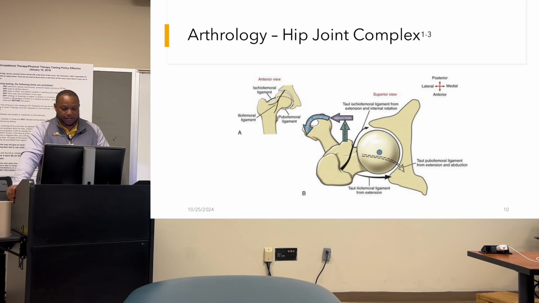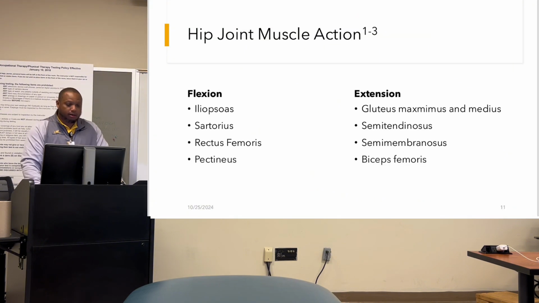This is a diagram or a visual on what's occurring with hip extension, with hip abduction, with hip external rotation. Just to give you a visual, this is a superior view of the hip joint. Now, do you see how well the head of the femur fits into the acetabulum? Can you visualize that? All right, hip joint muscle actions.